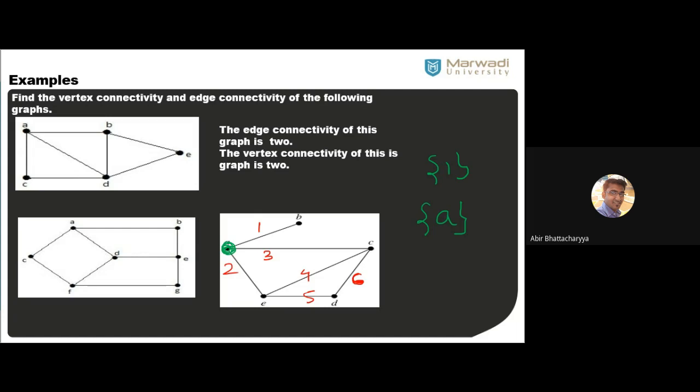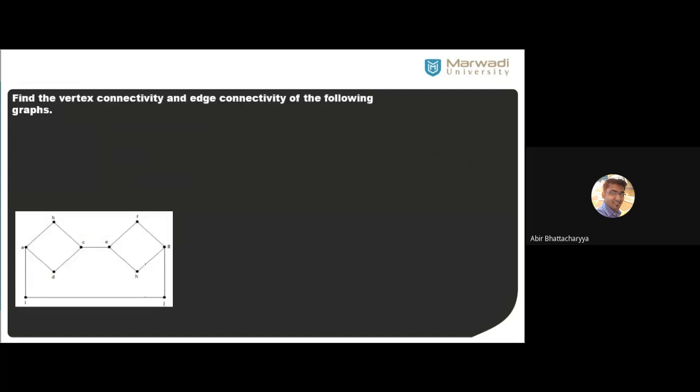All right, let's go for the next question. Find the vertex connectivity and edge connectivity of the following graphs.